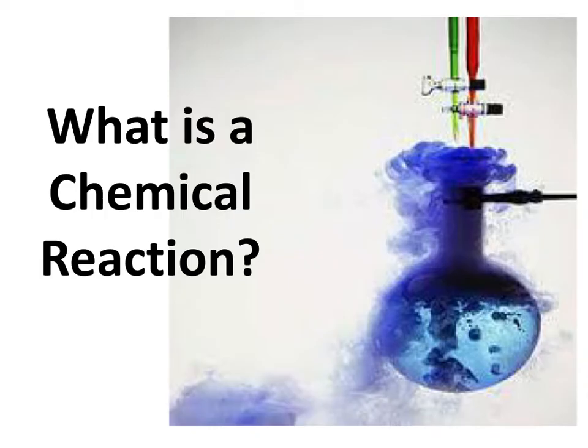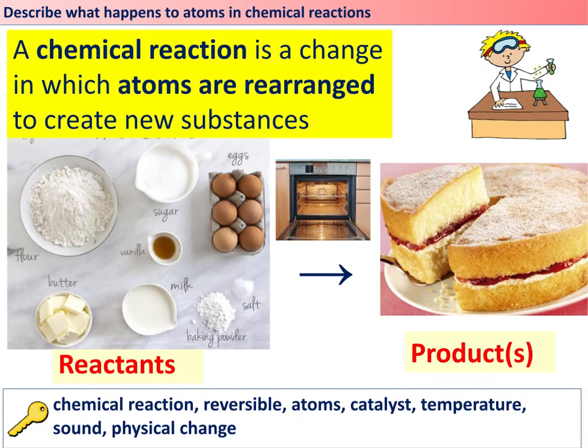Okay, so like I said, we're going to evaluate scenarios as whether they're chemical or physical reactions. So first off, what is a chemical reaction? A chemical reaction is a change in which atoms are rearranged to create new substances. Okay, so we're going to use the analogy of baking a cake to get us started. You start with your reactants, the things that you want to react together. They then undergo a chemical reaction, and in this case we put them in the oven, and then you make a new product.